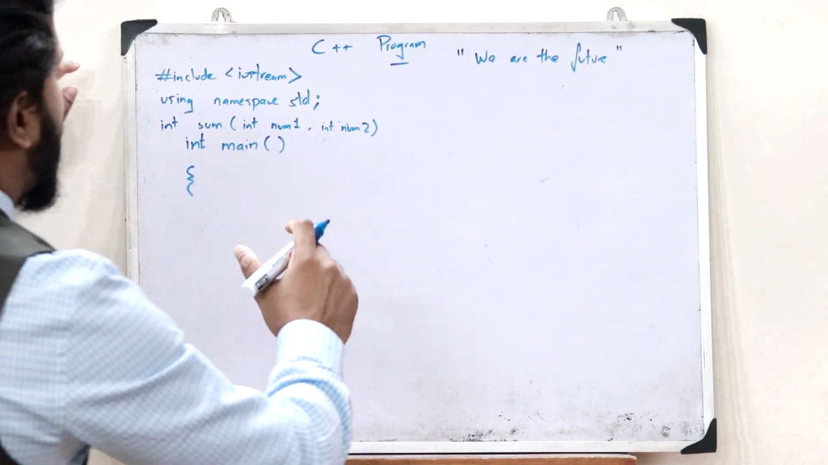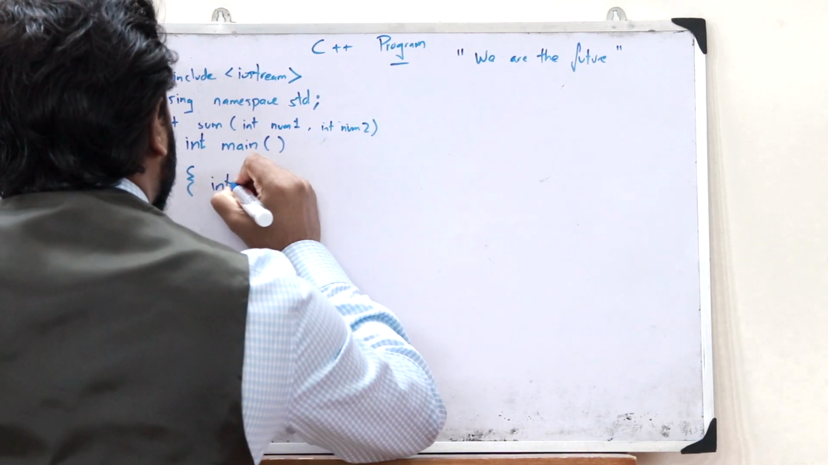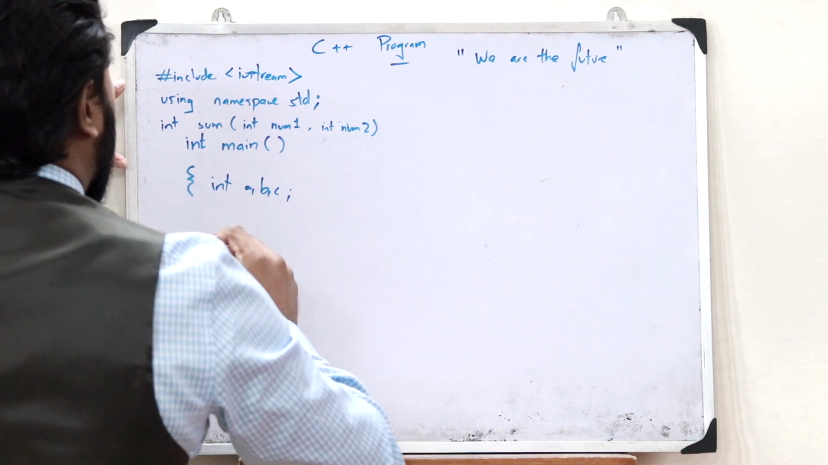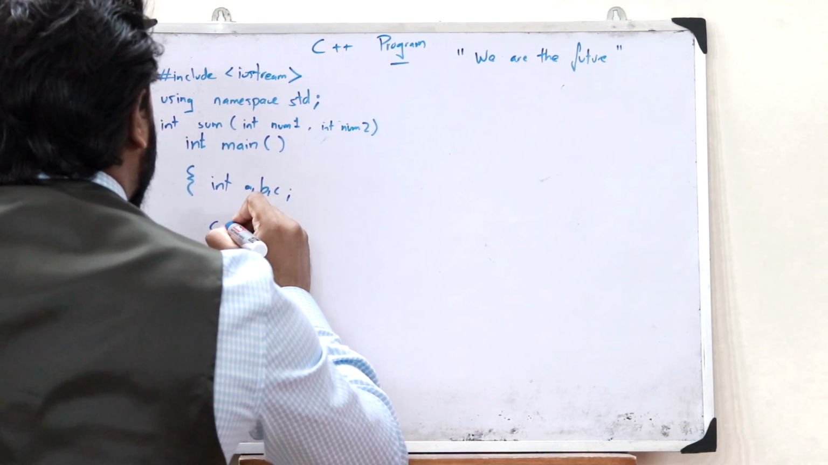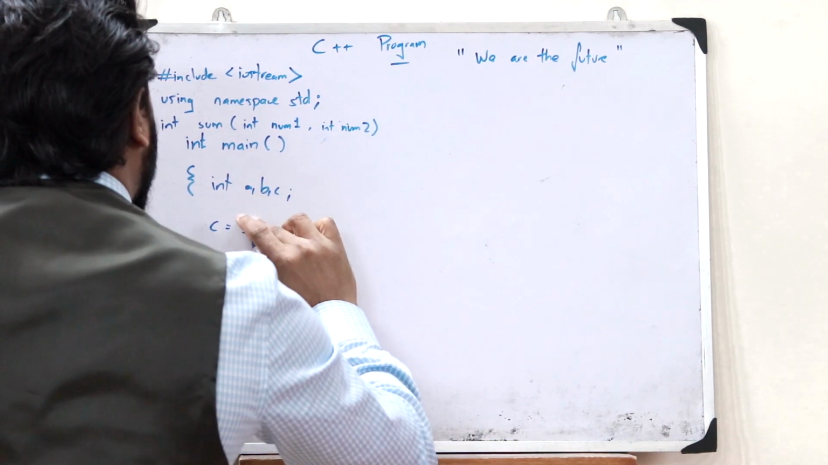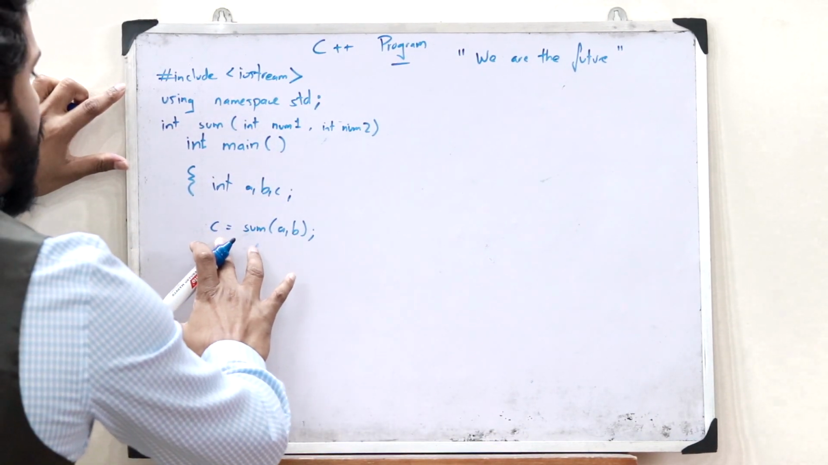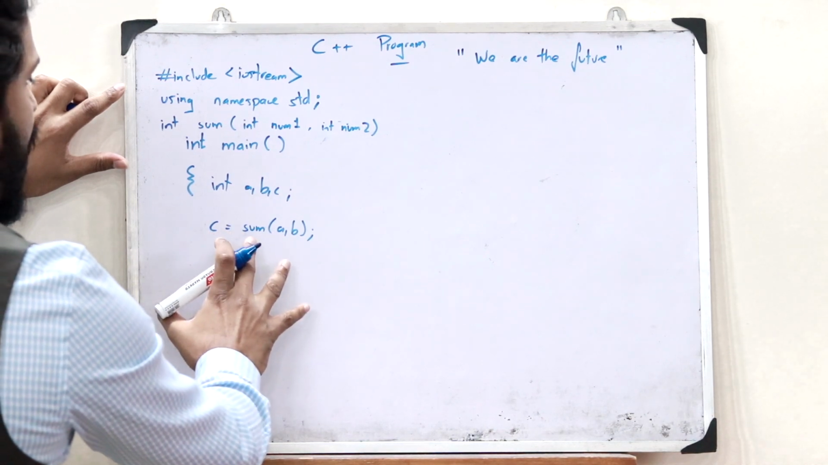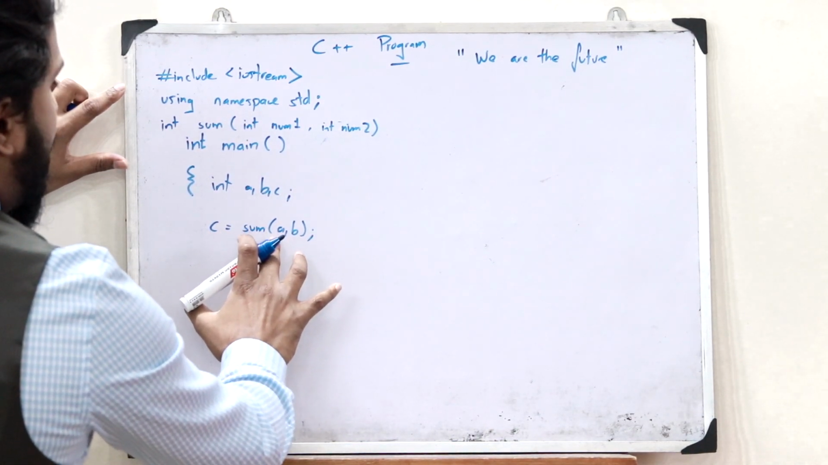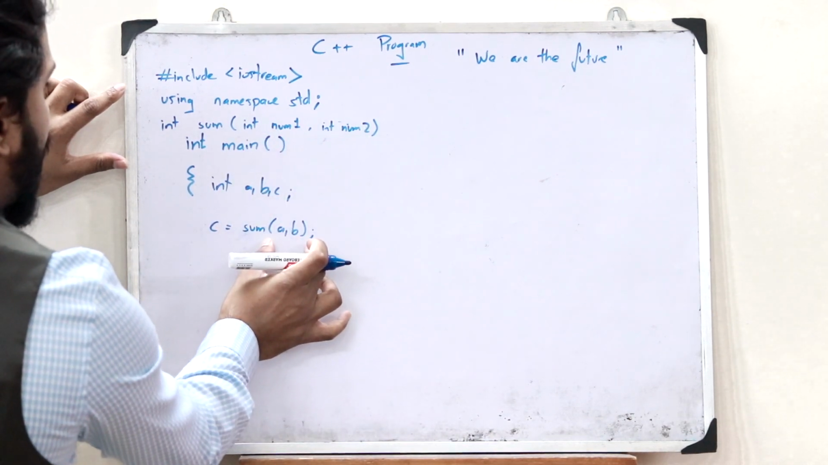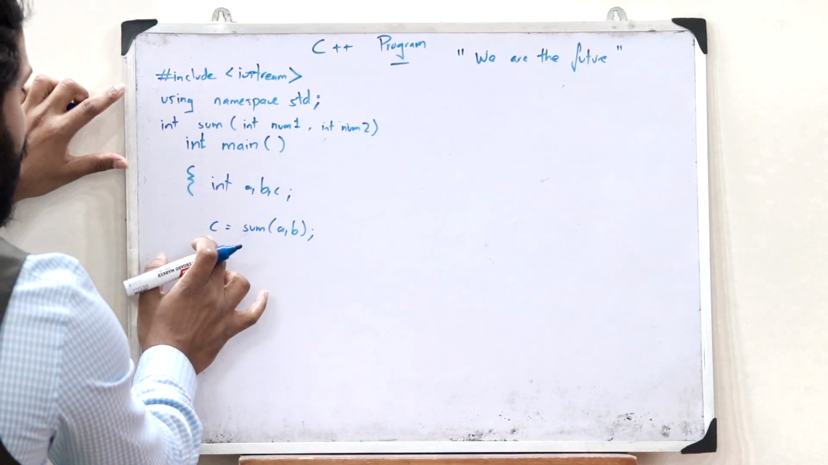Now inside the main function, let us declare three variables, say int a, b, c. And now we can say c is equal to sum of a comma b. Therefore, when we call this, it says that whatever value we obtain after passing a and b as parameters to this particular function sum, that value will be returned and stored in c.